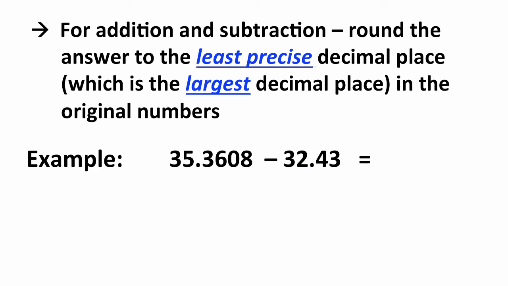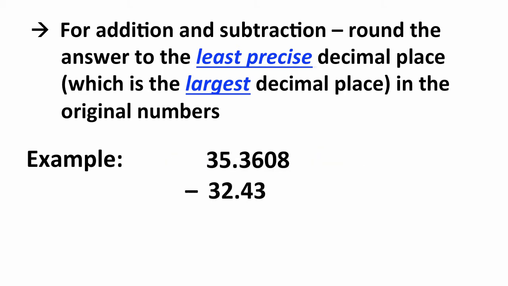So, for example, if we are subtracting 35.3608 minus 32.43, what's our answer and what are the correct number of significant figures? This might be easier to see if we set up the subtraction like we did back in elementary school when we learned how to add and subtract numbers. You line the numbers up, the hundreds column, the tens column, the ones column, the tenths, the hundredths, all lined up with each other, decimal place in the same location. And then we do our subtraction, and the value that you get is 2.9308.